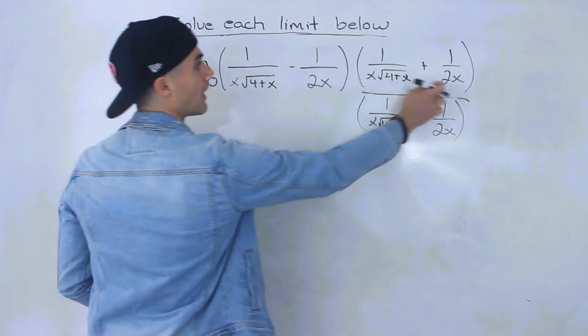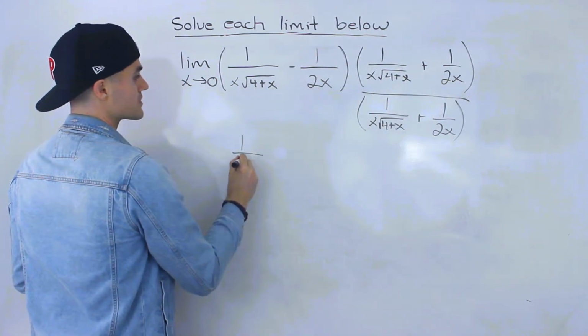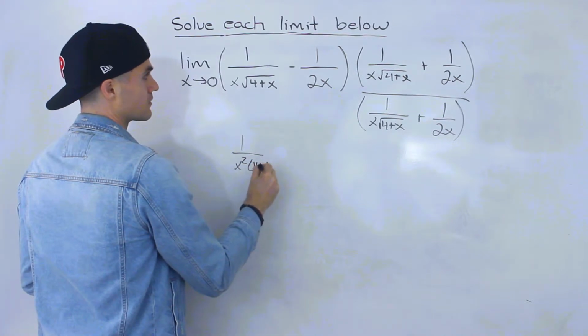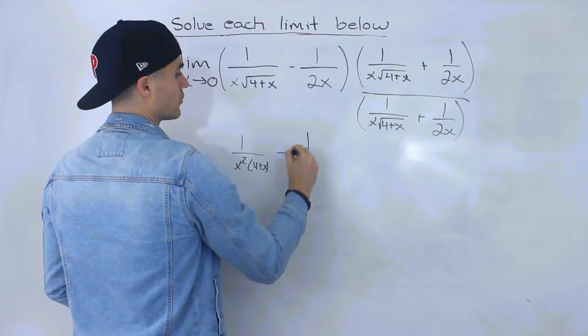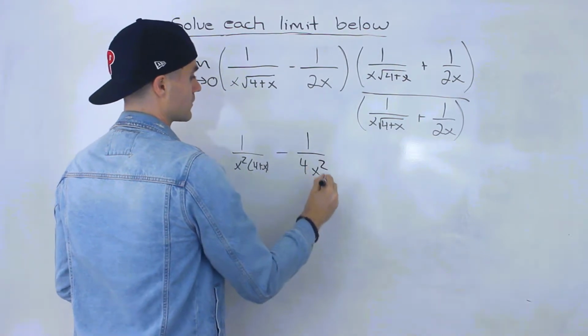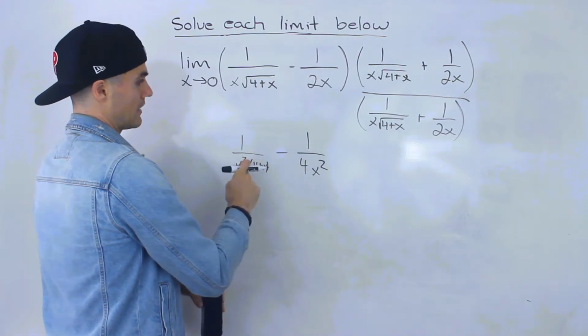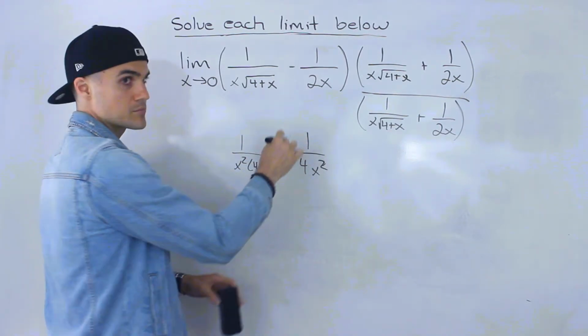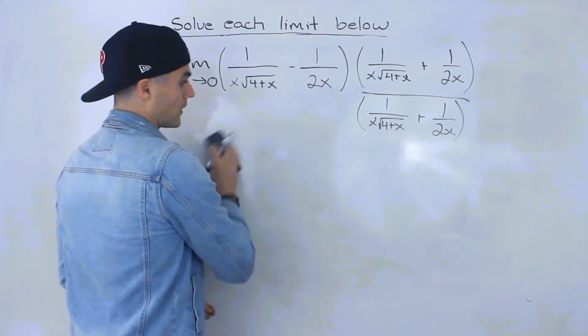Basically, when you multiply this by this, you'd end up with 1 over x squared times 4 plus x, right? When you multiply these. And then if you multiply this and that, you'd end up with 1 over 4x squared. And you'd have to combine these into one fraction. And then these x squares with something up top should cancel out, and then you can make a direct substitution. So that's one way to do rationalization.